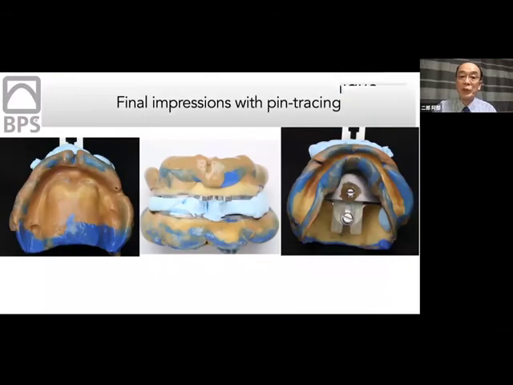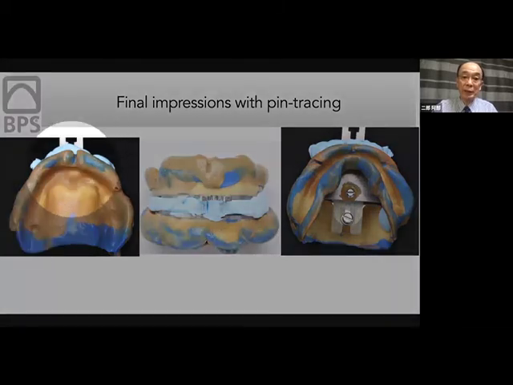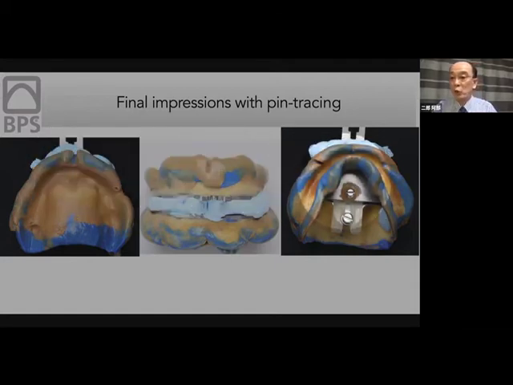So these are final impressions. And sufficient thick denture border can be seen. So the denture will be supported by the nasal spine and retained by the orbicularis oris muscle, and the lower, sufficient thickness of denture border can be seen at the mylohyoid region to increase the sealing area at the sublingual region.